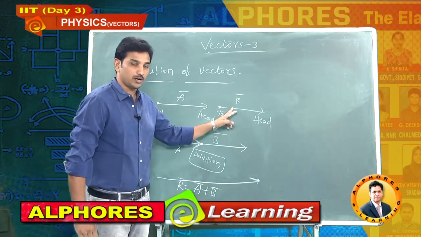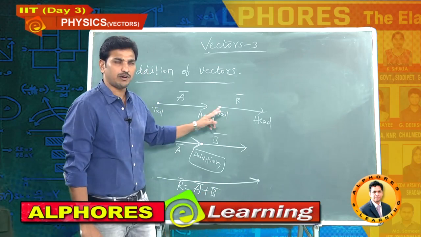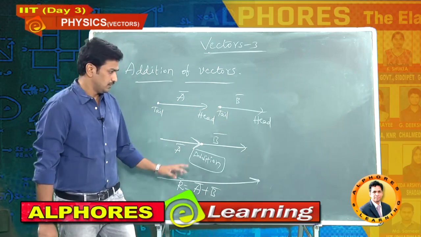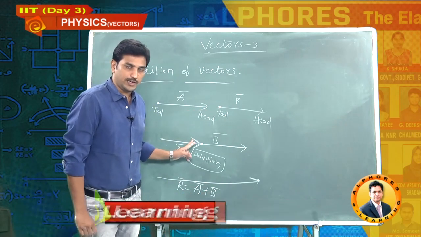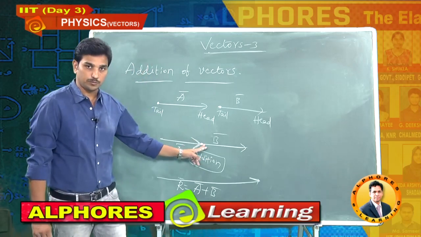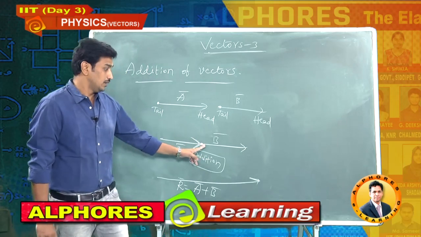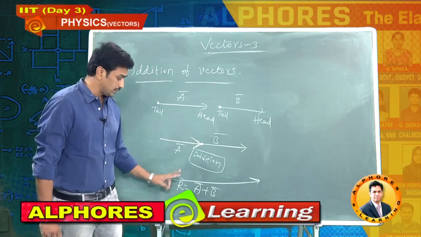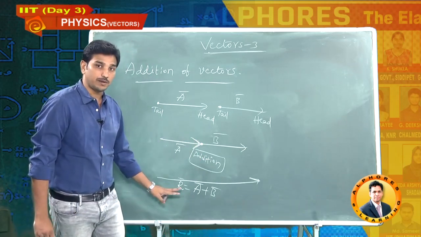A bar, B bar we are adding. How can we add A bar and B bar? Simple. Just join the head of the first vector with the tail of the second vector. That's the process of adding two vectors. Two are added. Now what is the resultant vector? A bar plus B bar.